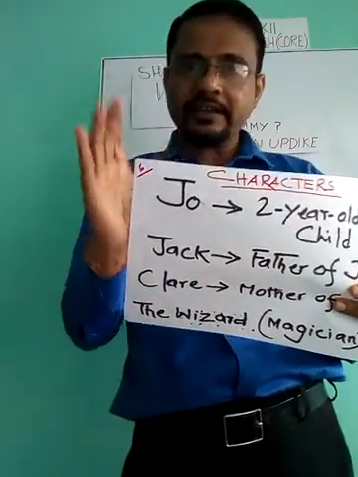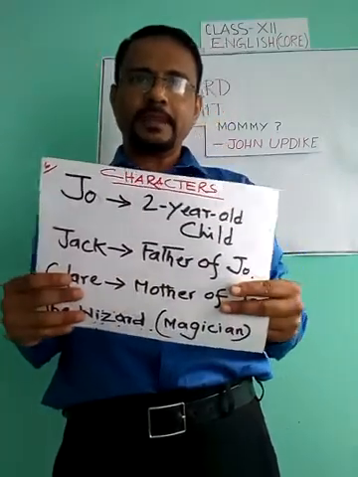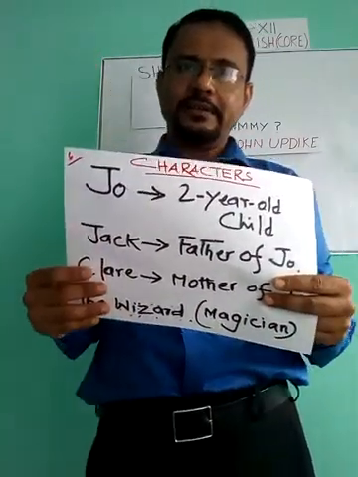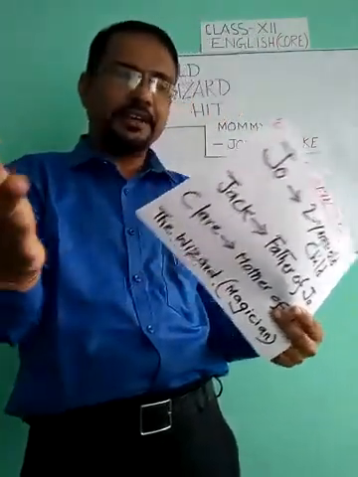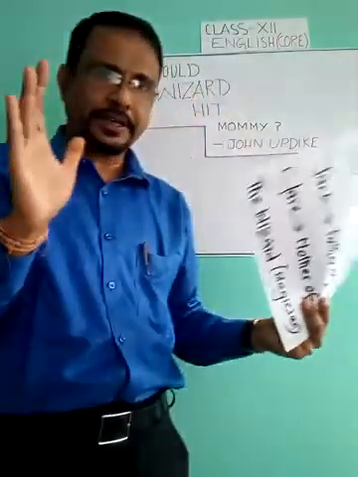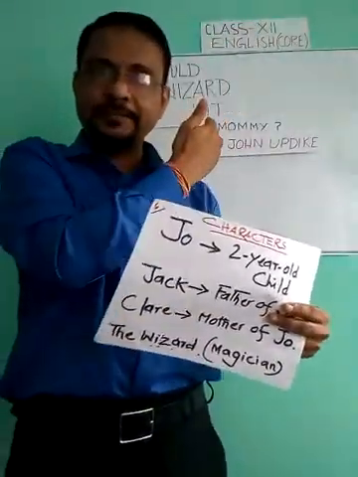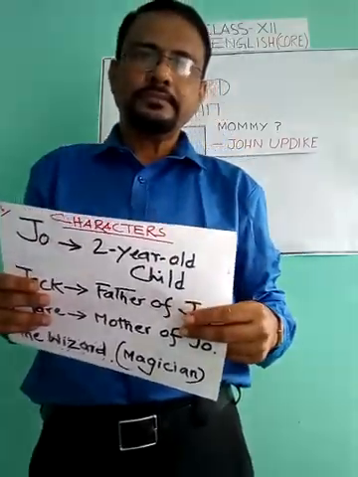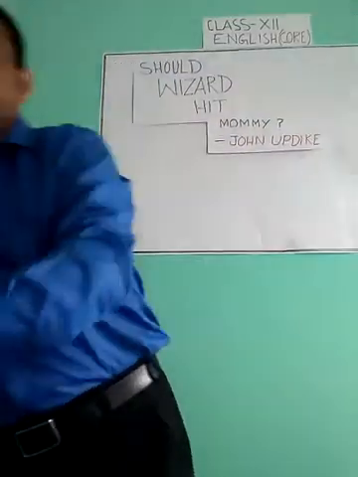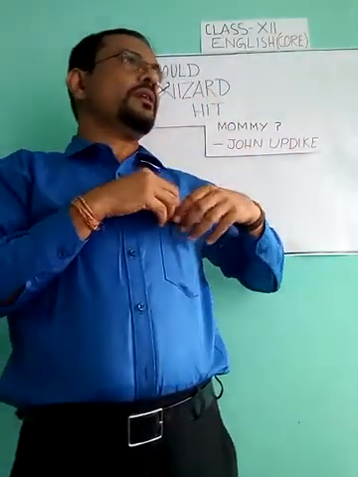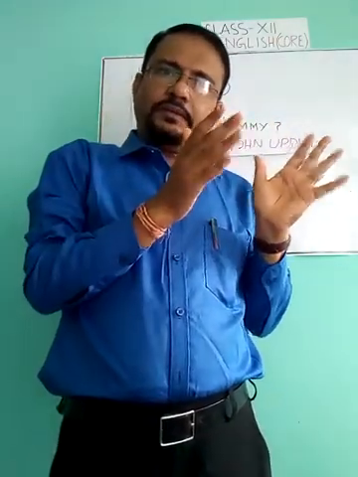Next character is Zack. Mr. Zack is the father of Zoe. Next, Claire. She is the mother of Zoe. And in the lesson we find another very important character, one old wizard, meaning the magician. So these are the important characters in the lesson.